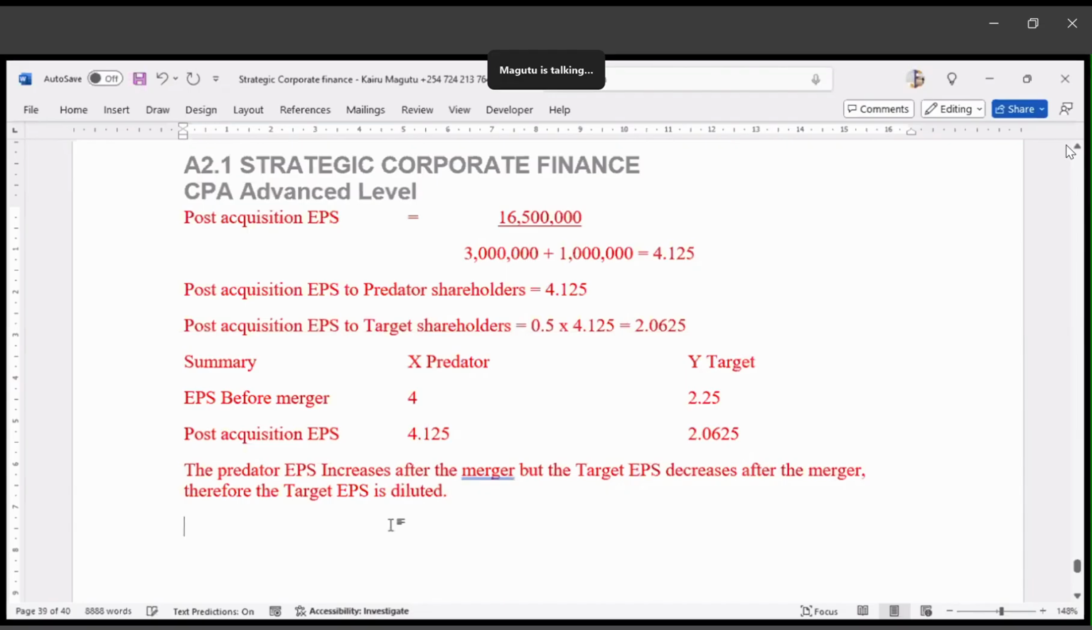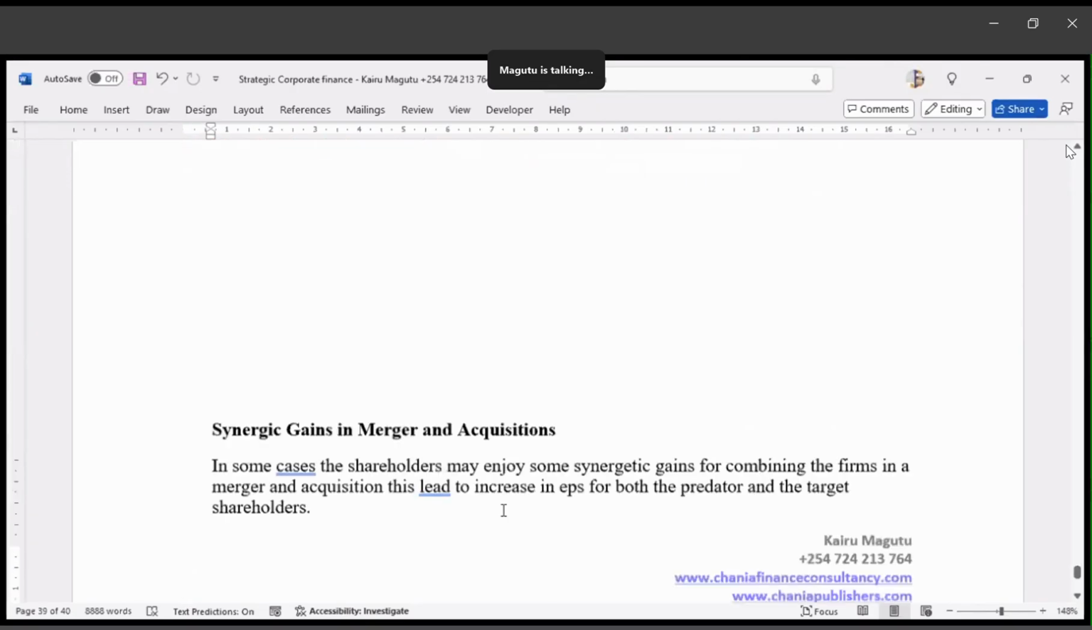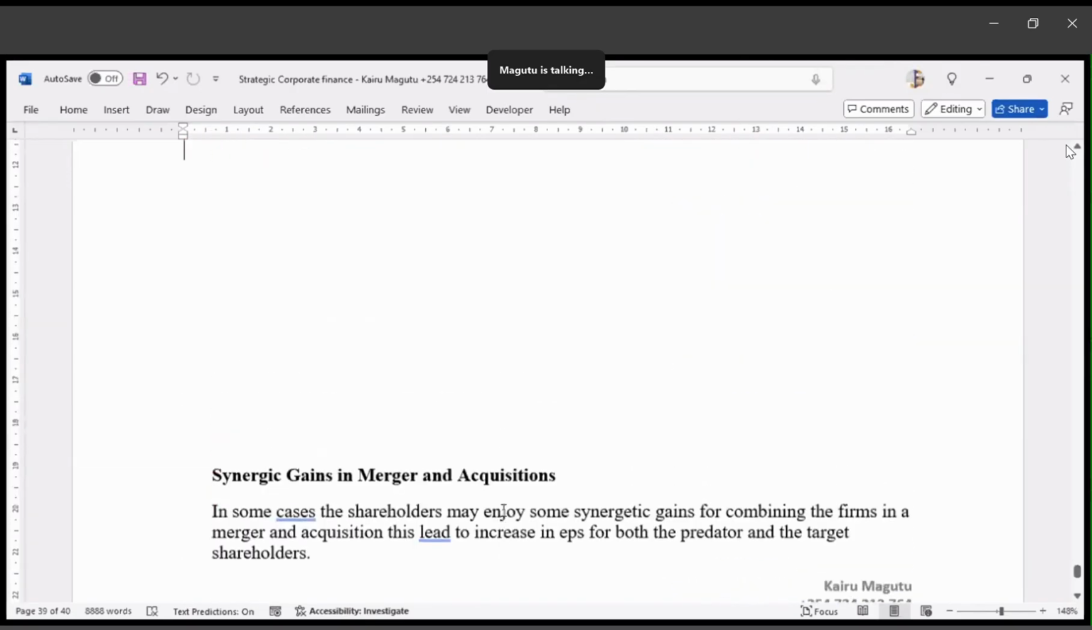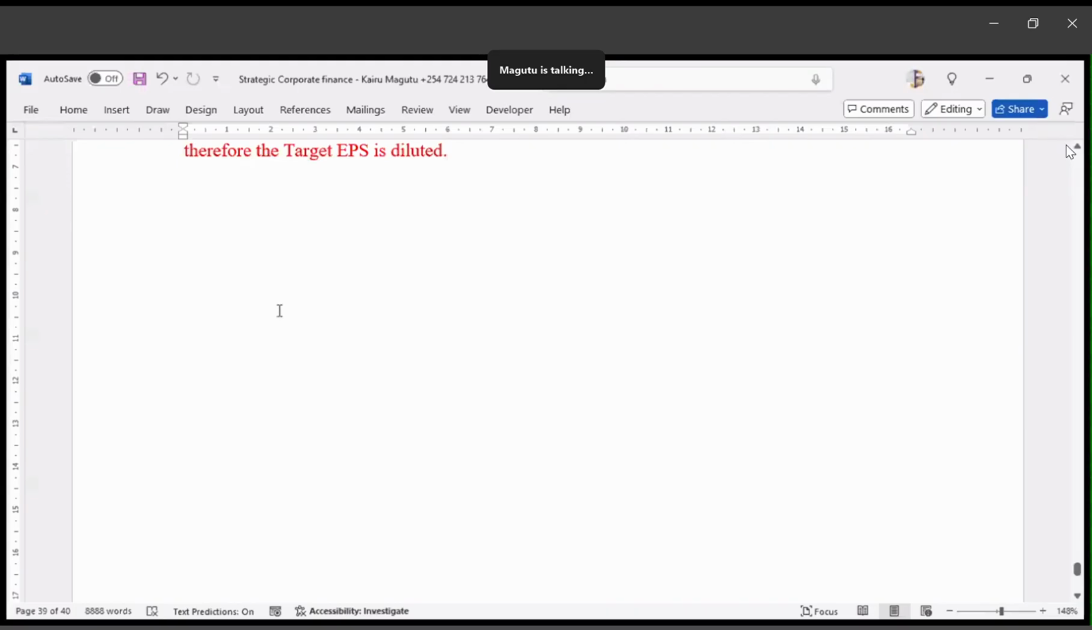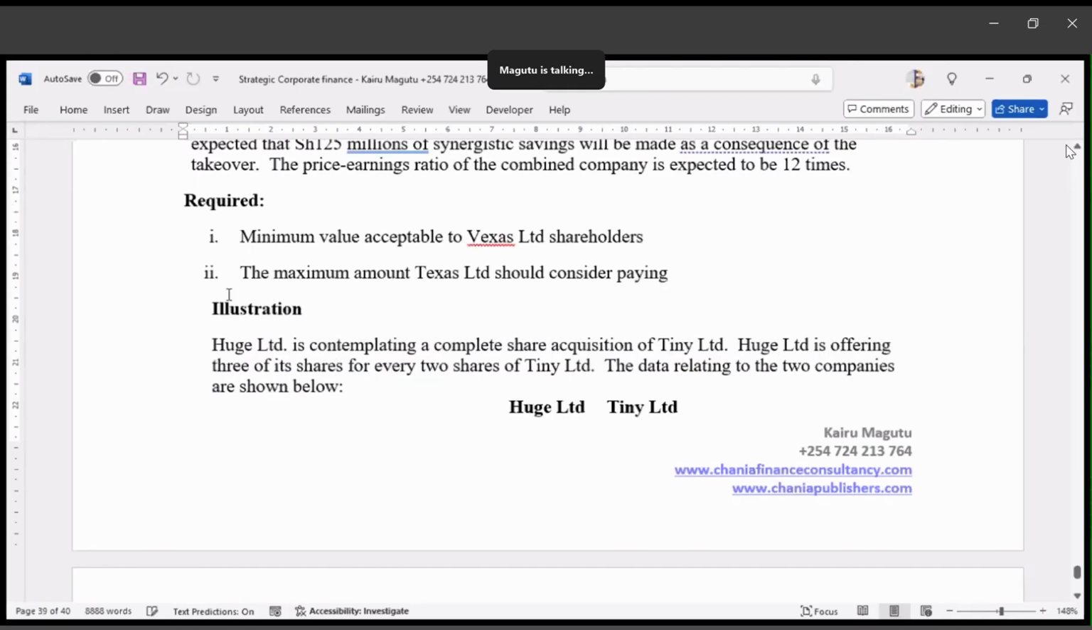I don't know whether someone has a question. I think I've tried to explain, because these are some of the things that you get in real life, where you need to make critical decisions about companies. And I have put it very clear for the non-dilutive and the dilutive perspective. So let us move on to the next item, which I equally want to explain. There is something we call the synergetic gain in merger and acquisition.